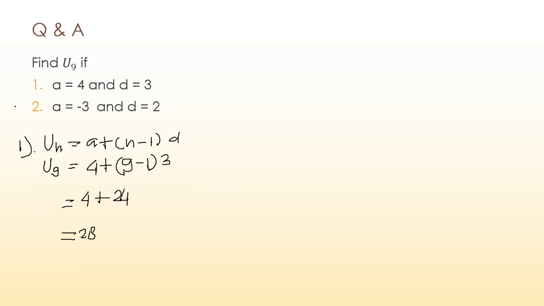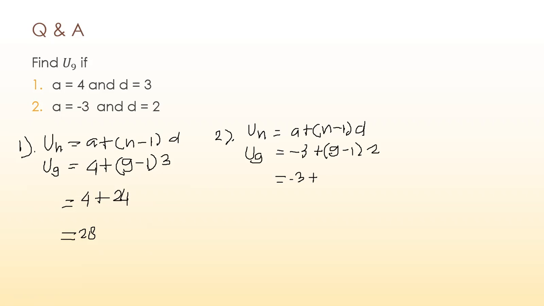All right, now how about number 2? UN equals A plus N minus 1 times D. If U9, it means negative 3 plus 9 minus 1 times 2. Negative 3 plus 8 times 2, 16. So negative 3 plus 16 equals 13. Okay, so for number 1, U9 is 28, while for number 2, U9, the nth term, is 13.